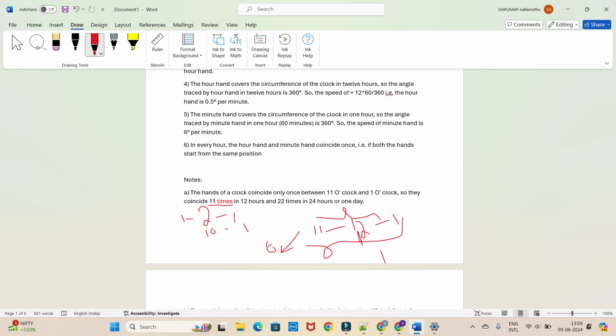But when coming to 24 hours, it's double, that is day and night. So in 24 hours it's going to coincide 22 times. Hope you got what I'm trying to say.